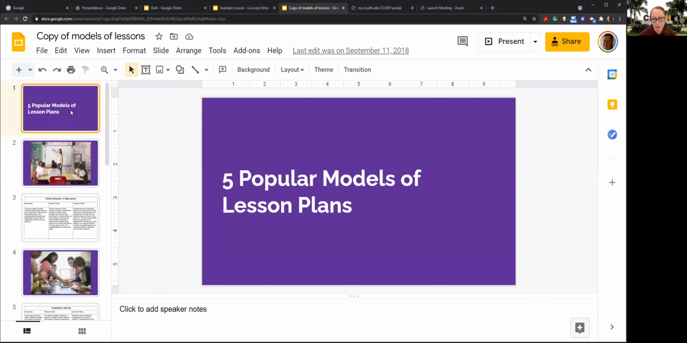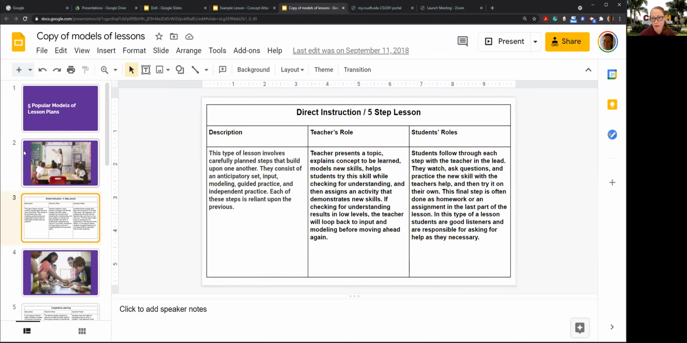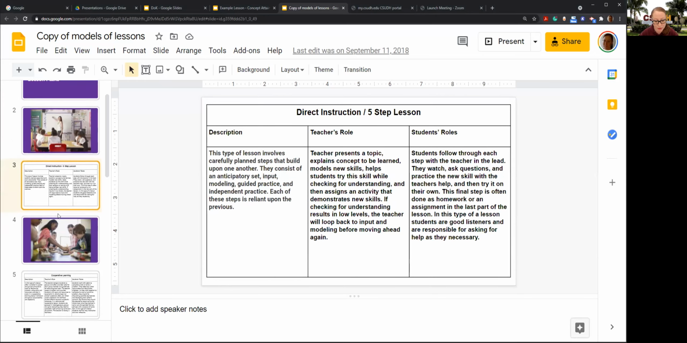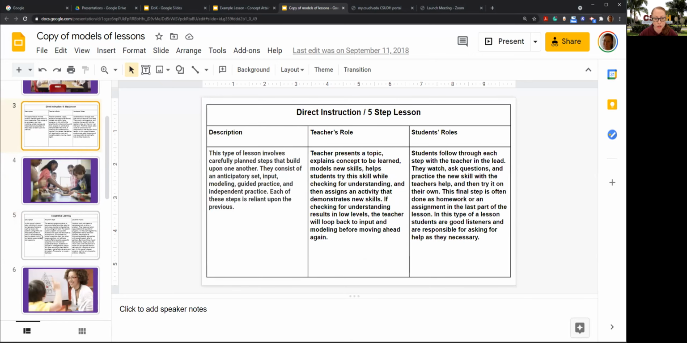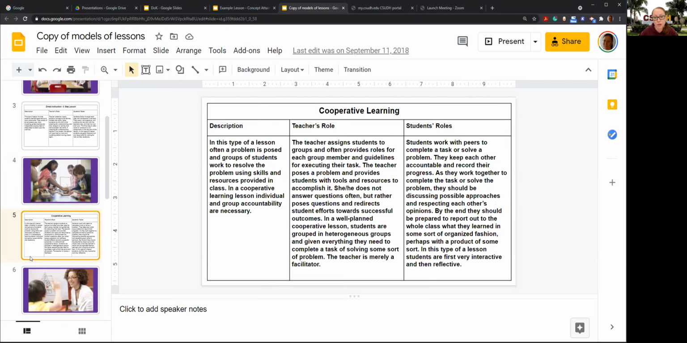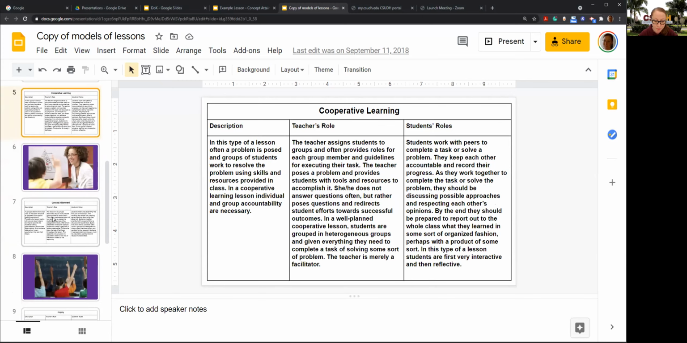If you want to go back to the previous week, you can pull this presentation up, but you probably saw this already. So there's 5 popular models. The first one is the direct instruction, or sometimes called the 5-step lesson. It's very common and it matches pretty much the most mainstream lessons you'll see. Another very common one that you'll see in a lot of classrooms is the cooperative learning lesson plan. You'll also often see some combination of direct instruction and cooperative learning. Many skilled, experienced teachers will take their time and combine aspects of those different kinds of lessons.